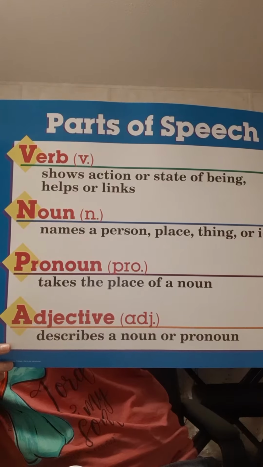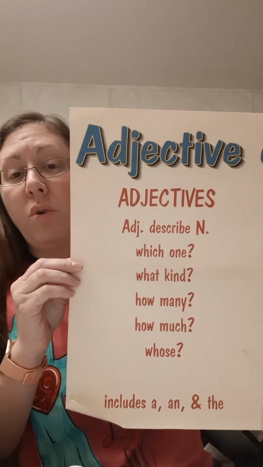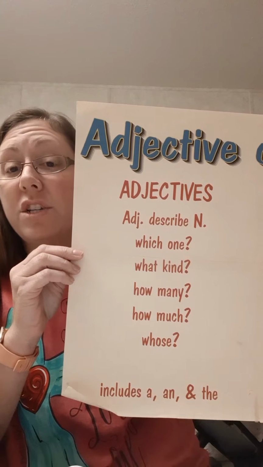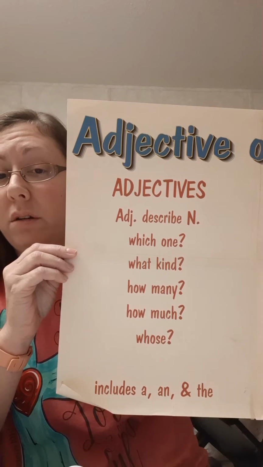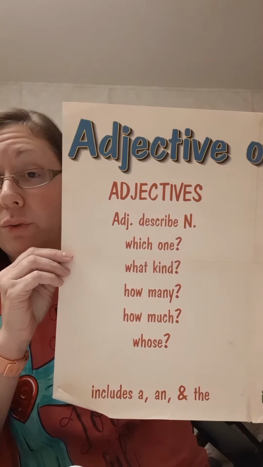Now, an adjective describes a noun or pronoun. An adjective cannot describe a verb. An adjective can only describe a noun or a pronoun, and it asks certain questions. So let me pull these out. The adjective questions. So we'll go with this side of the chart. An adjective answers certain questions. Those questions are which one, what kind, how many, how much, and whose.